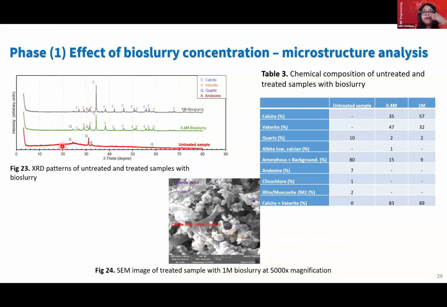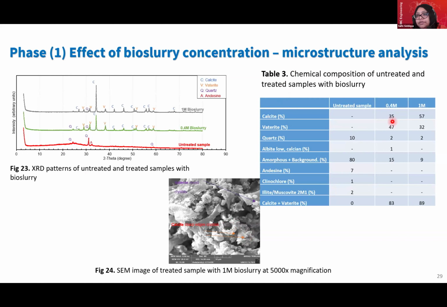So, the effect of bioslurry concentration on the microstructure. We saw the XRD patterns, which are important when you have crystal formation. We have to look at the data in terms of the microstructure of the soil and identify the chemicals present in there. As you can see from this XRD data, the crystal spikes indicate the formation of calcite.